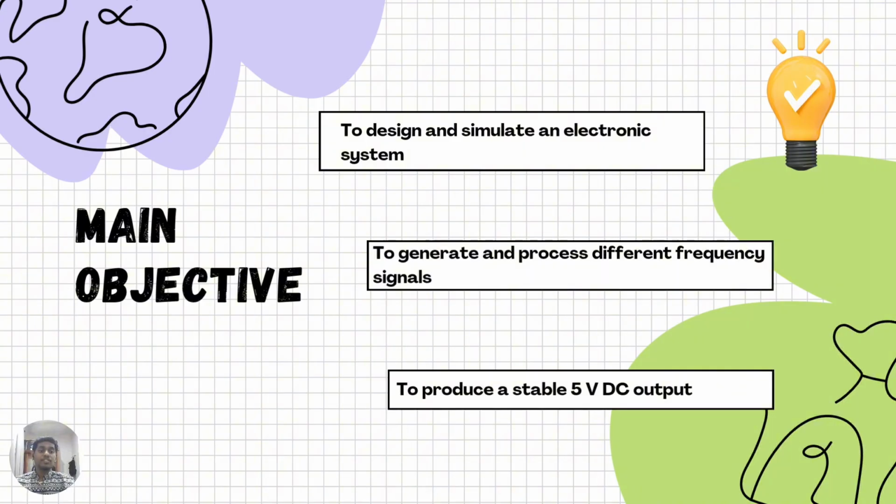The next objective is to generate and process different frequency signals. The third one is to produce a stable 5-volt DC output. As we know, the rectifier and voltage regulator circuits are used to convert the AC signal into a stable DC output, which is suitable for supplying power to a 1 volt offload.